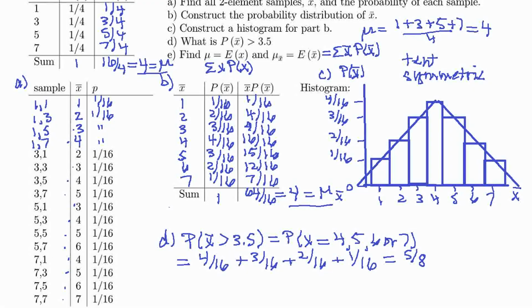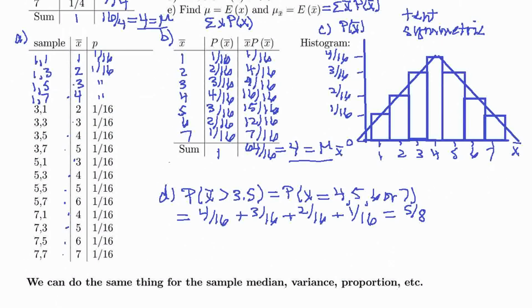And then just one note to finish this up here. This process that we did for the sample mean, we could do the same thing for the sample median, or for the variance, or for the sample proportion. So we'd get a sampling distribution for the median, or for the variance, or for the sample proportion. Similar idea, except a different characteristic.